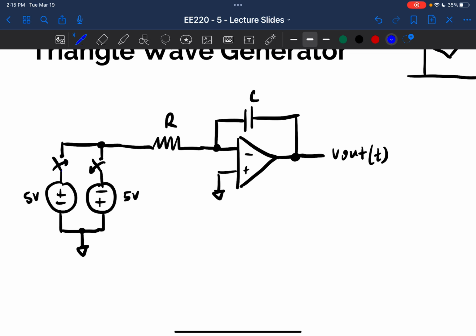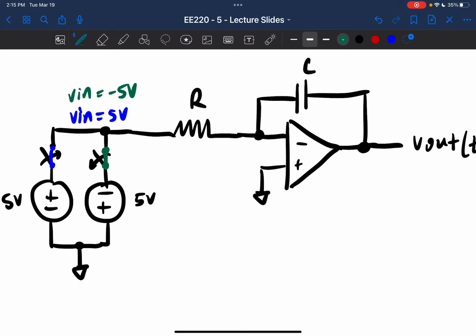And so what happens when this switch is closed is my input is 5 volts. And what happens when this switch is closed, then my input is negative 5 volts, right? And that's assuming that they are non-overlapping switches. That basically means that one will be open when the other one is closed. So we'll never have the case where they're both closed at the same time, because that would violate KVL, and we would have all kinds of problems. So let's assume for this problem that anytime I close the blue switch, the green switch opens, and anytime I close the green switch, the blue switch opens.